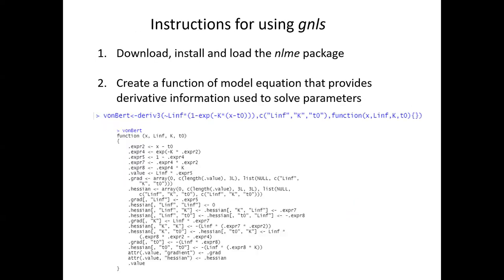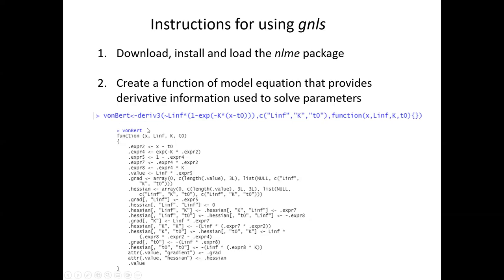So the instructions for using GNLS. First you got to download the NLME package. And Pinheiro and Bates recommend that you actually create essentially a start function for the model that you're creating. And the way to do that is using that function I already mentioned, the deriv3 function, where you can input your model, what parameters you want the derivatives for, and then this x here will be whatever independent variable, the predictive variable you're going to put into the model. In our case, it'll be age.